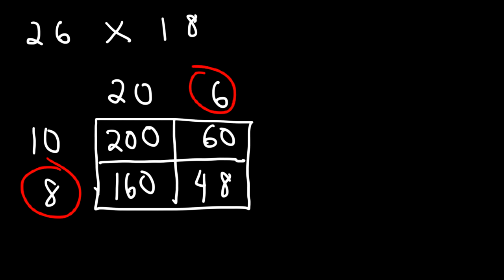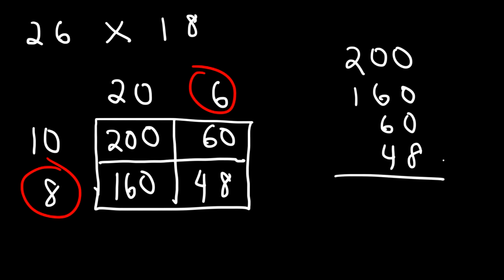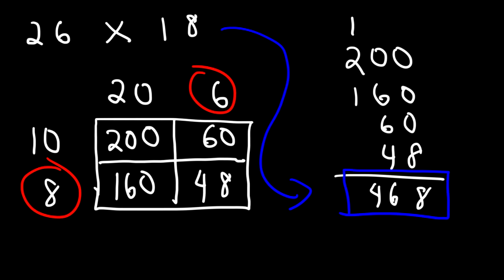So now, once you have these four numbers, all you need to do is add up everything. So add up all the values in the boxes. So 8 plus 0 is just 8. And then 6 plus 4 is 10 plus another 6. That's 16. So let's carry over the 1. And then 1 plus 2 plus 1 is 4. And so this is equal to 468. And just to check it, take your calculator and type in 26 times 18. 26 times 18 is 468.